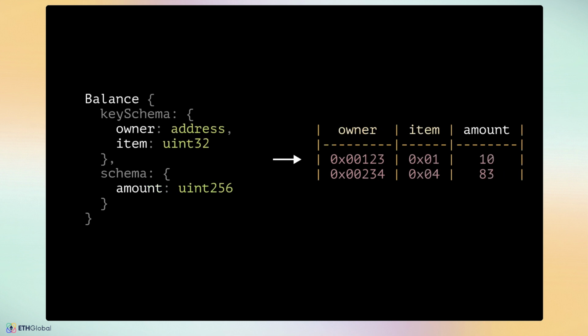And lastly, here's an example for a balance table. This time we do provide a key schema, which means the key has two pieces. The first one is owner and is of type address. The second one is item and is of type uint32. And then our value schema has a single field called amount and is of type uint256. And this means every row in this table is indexed by the tuple of owner and item, and then the value of this row is the amount.